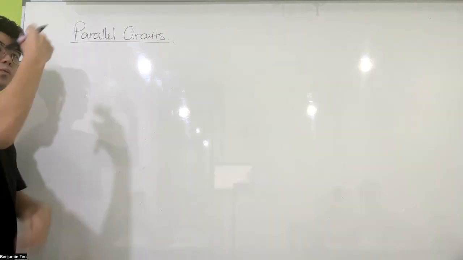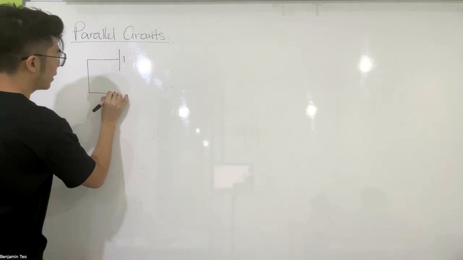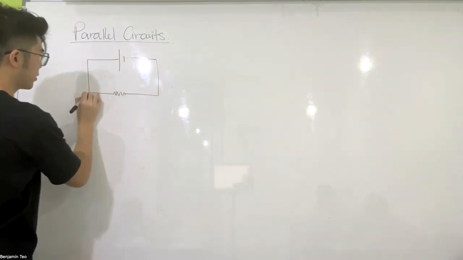Series is one after another. Parallel is where you have multiple paths. So I make one path here, and I branch out another two.